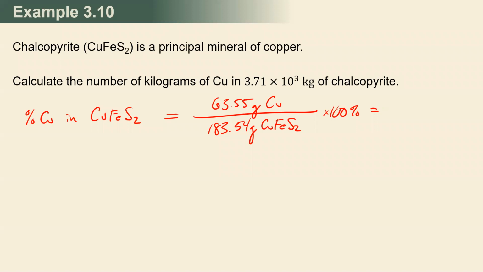So it gives us 34.62% copper. And now we've got our percent copper. Where do we need to go? What do we need to multiply that by? Ashlyn?